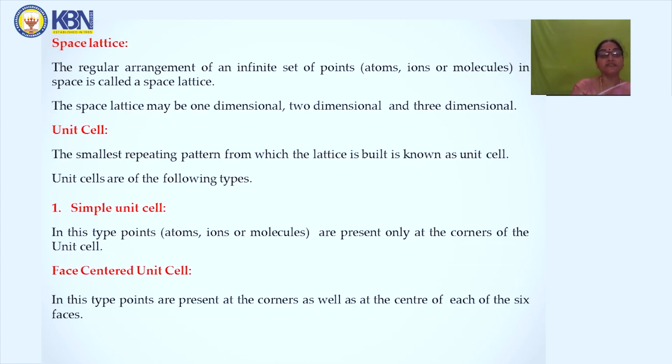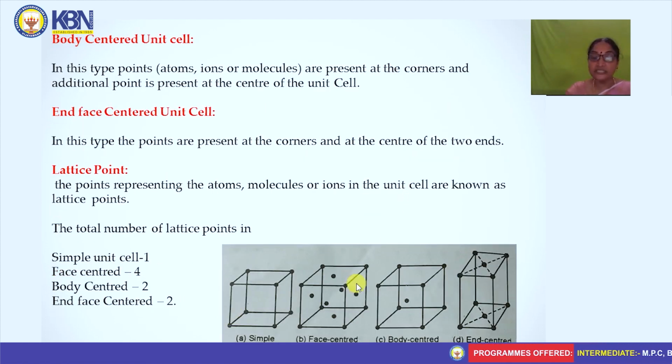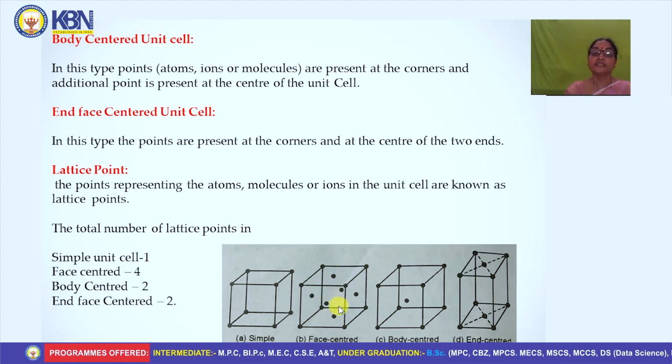So next one is the face-centered unit cell. In this type, the points are present at the corners as well as at the center of each of the 6 faces. See, this is face-centered. Here the points are present at the corners of the unit cell and also at the center of every face. See, at the center of every face, a point is present. So this is the face-centered unit cell.